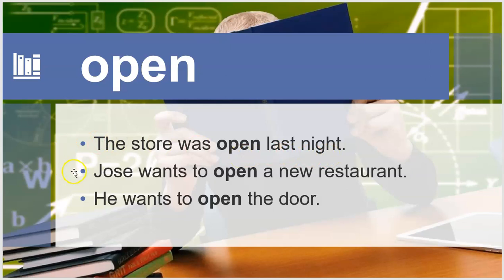The next one. Jose wants to open a new restaurant. Together. Jose wants to open a new restaurant. And the last sentence. He wants to open the door. Together. He wants to open the door.